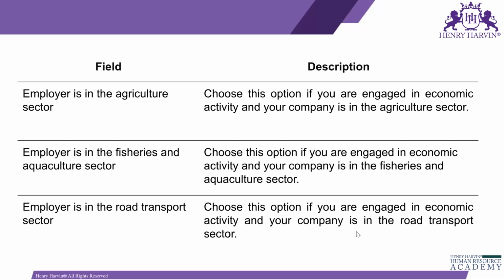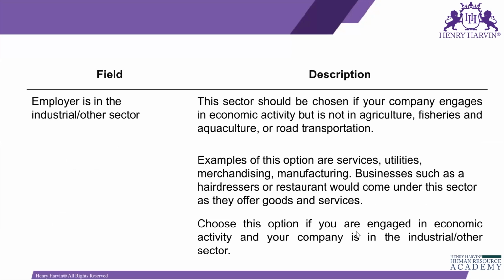This is also a kind of economic sector. If the employer is in the fisheries and aquaculture sector, you have to take this option. If the employer is in the road transport sector, choose this option if you're engaged in this activity. Then there is the industrial or other sector, apart from these three. This sector should be chosen if your company engages in economic activity but is not in agriculture, fisheries and aquaculture, or road transport. It is also economic activity, but something different from these sectors, so there is no other option available on the EPS, and you have to click on this.